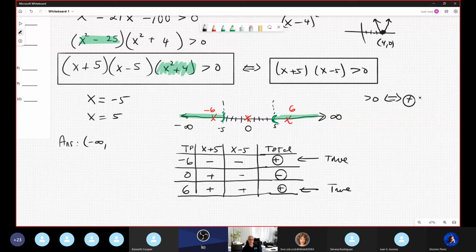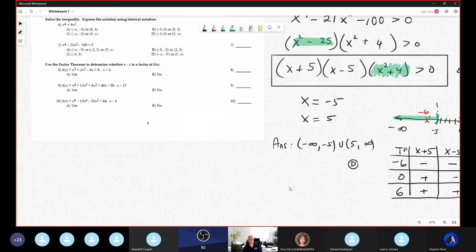from negative infinity, comma -5. Remember, a classic mistake of the students is that some students believe the interval ends at the testing point. No, the testing point is arbitrary, guys. Okay, select here. But my interval is from negative infinity to -5, union 5, comma infinity. That is option D here in our handout. Cool.